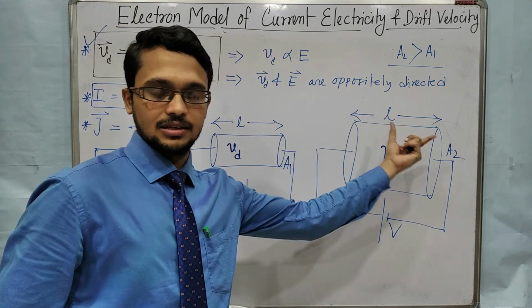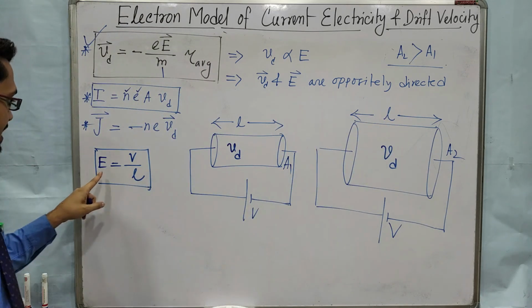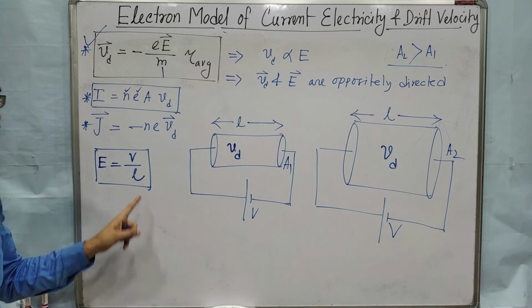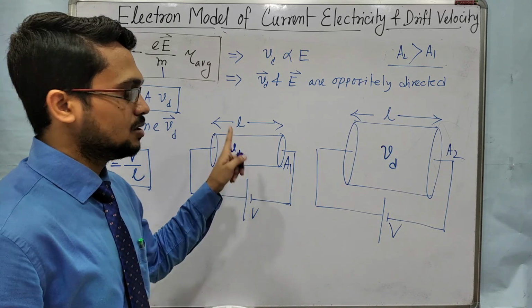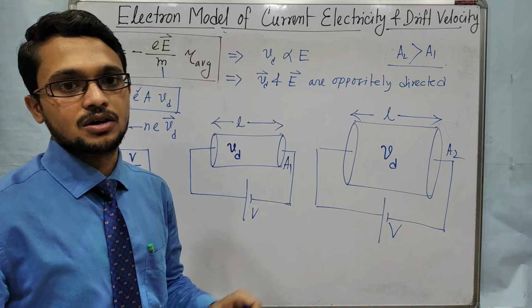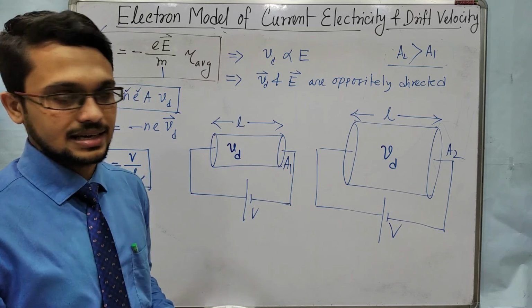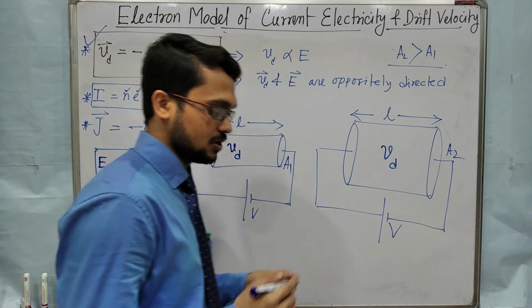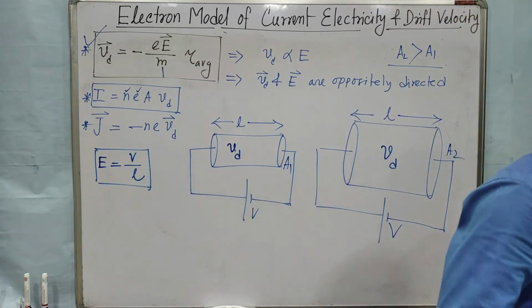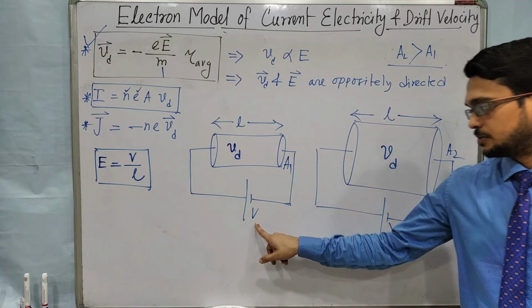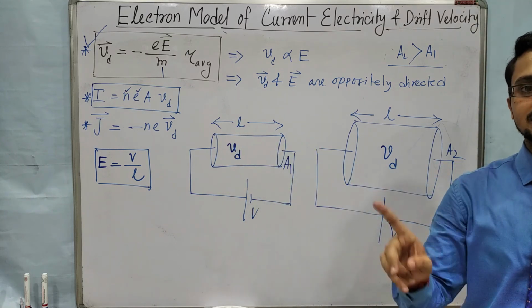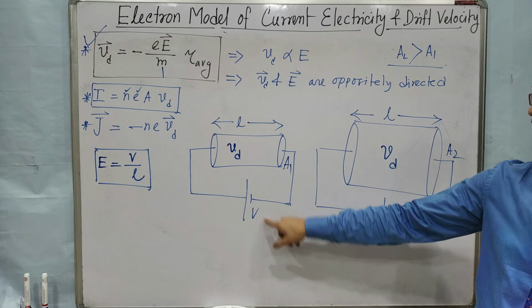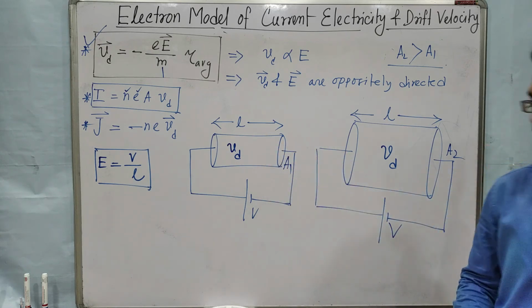The length of the conductors is the same, so the external electric field will also be the same. So the drift velocity will remain the same for different cross sectional areas, provided the potential difference and the length of the conductor are the same.